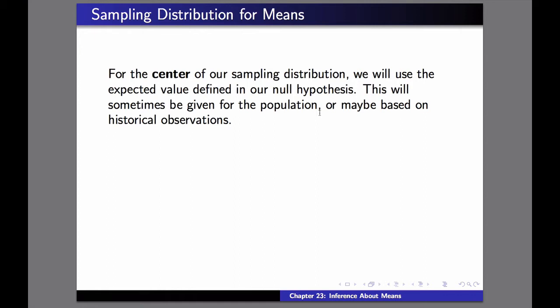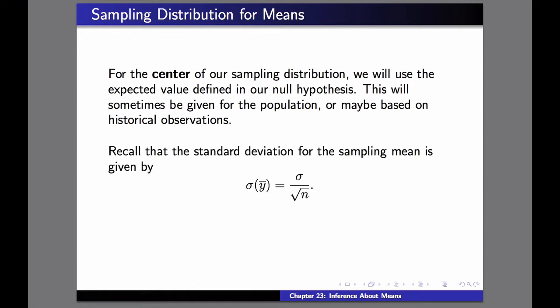It really depends on the context. Now, recall that the central limit theorem tells us that the standard deviation for the sampling mean is given by this equation right here. On the bottom, we've got the square root of the sample size, and on the top, we've got the population standard deviation.